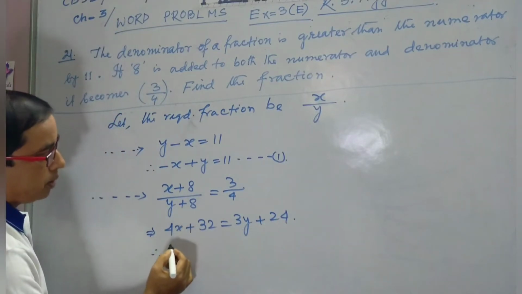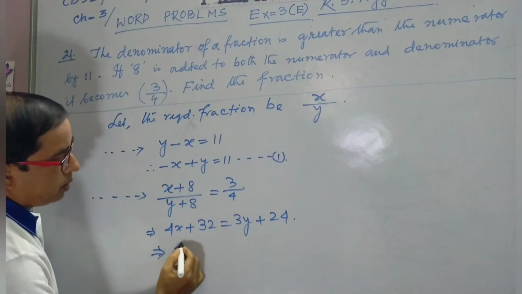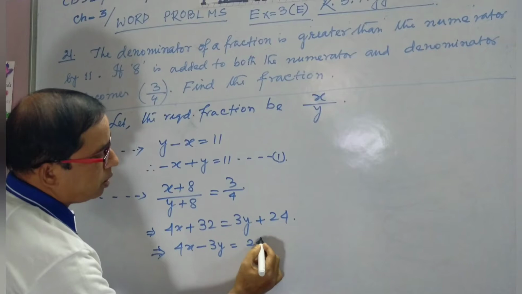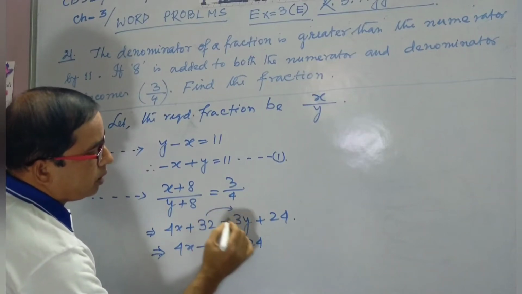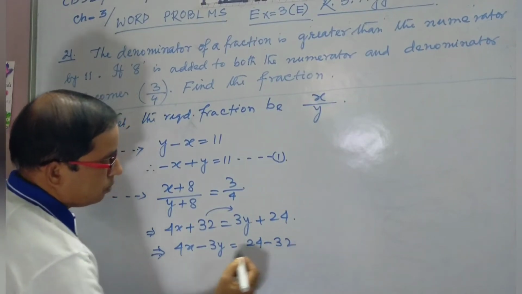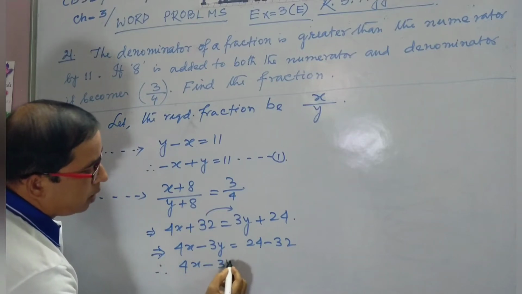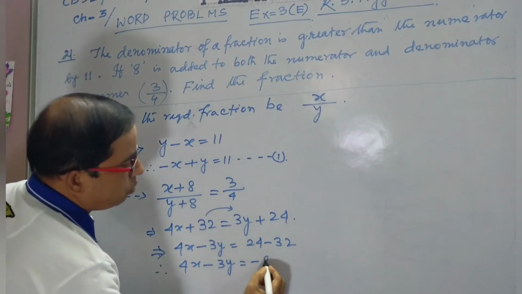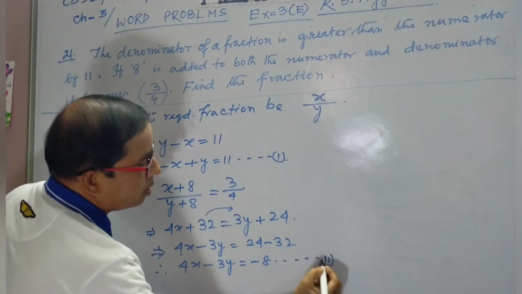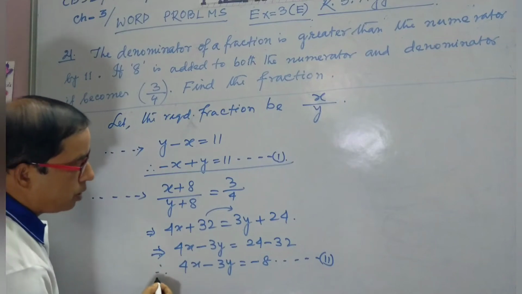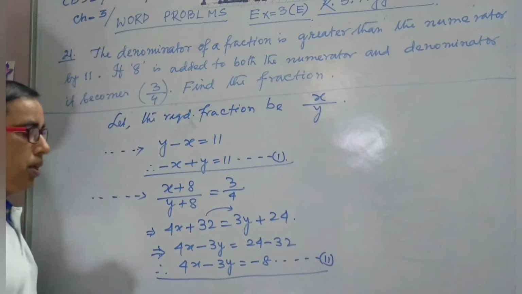Therefore, can we write like this? 4x minus 3y equal to 24. It will go that side, minus 32. That is, it becomes 4x minus 3y equal to minus 8. This is the equation 2. I am underlining the equations. This one is the first equation and this one is the second equation.